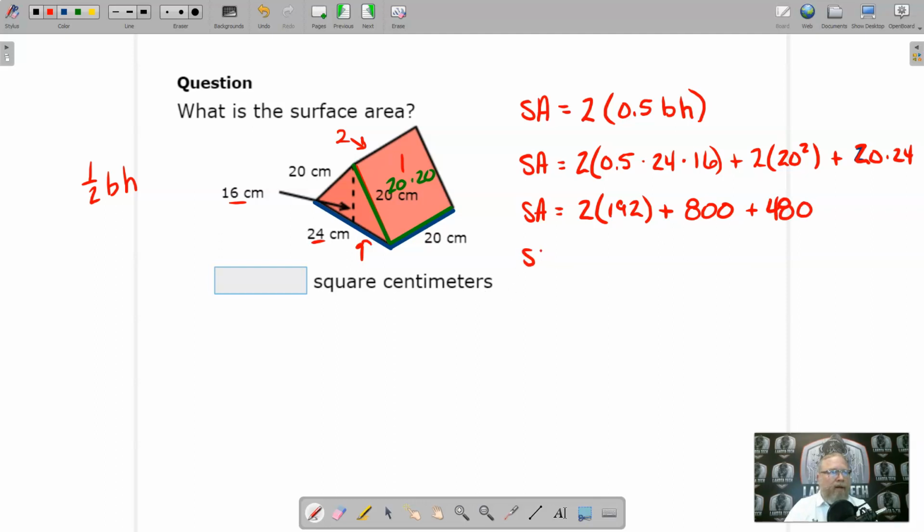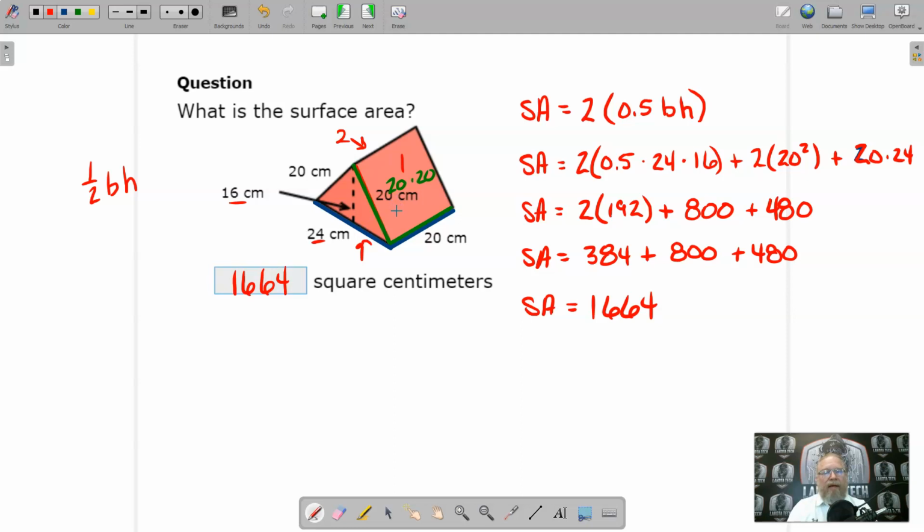Next, I want to go ahead and deal with this 2 times 192. So do 192, multiply that times 2, and I'm going to get a total of 384. Let's go ahead and bring down our 800 and bring down our 480. Now we're going to add all of these values up. 384, add to that 800, and add to that 480. That's going to give me a total of 1,664 square centimeters for the surface area of this triangular prism.